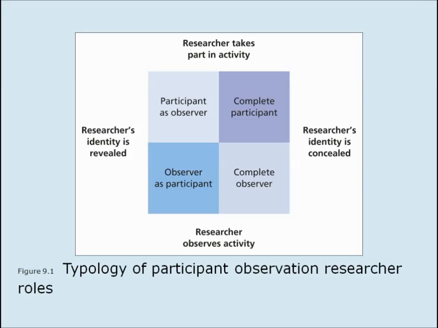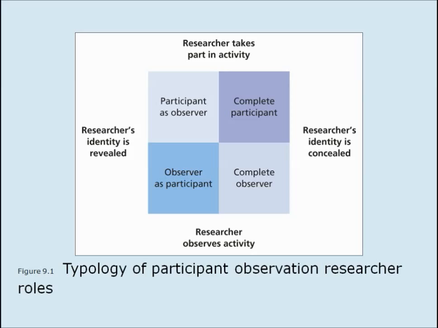And we'll take these four individually. So we've got four here. We've got the participant as an observer. Now, with the participant as an observer, the researcher's role is revealed to everyone else in the research setting, and you're taking part. The researcher is actually taking part and mucking in with everyone else.